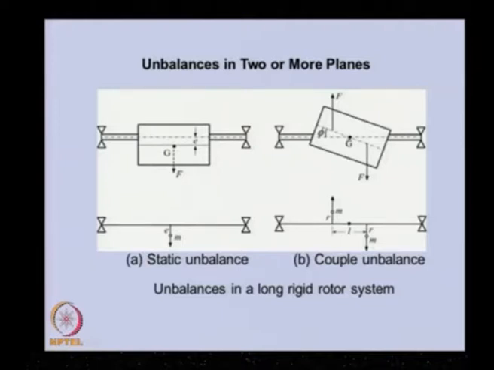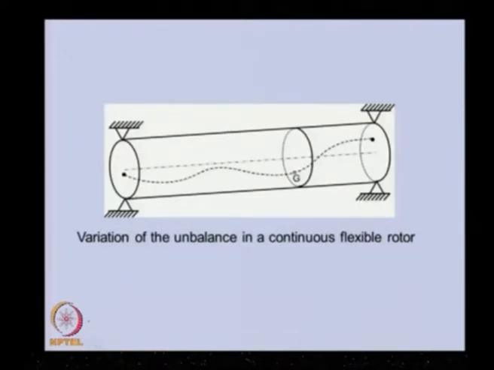If we have a combination of this offset of the disc and the tilting, then that unbalance is called dynamic unbalance. We will see these three cases subsequently.